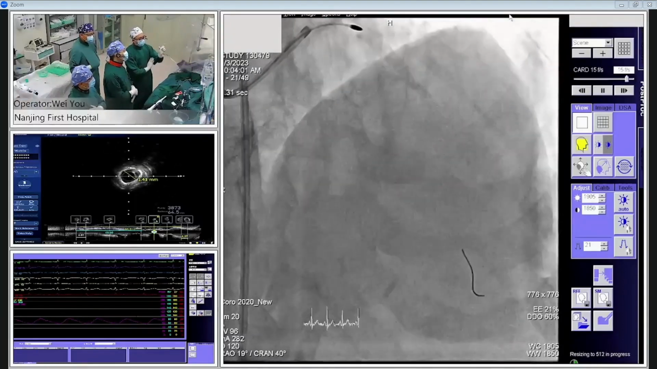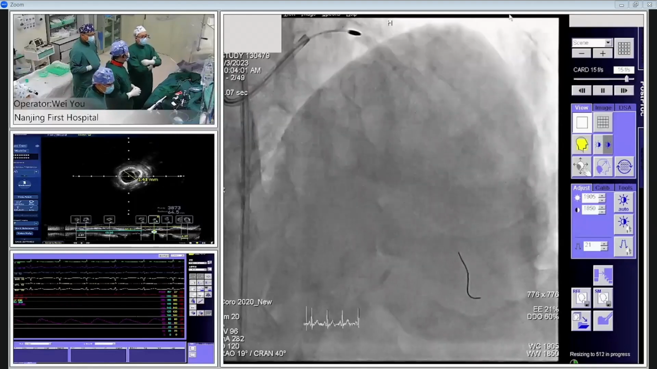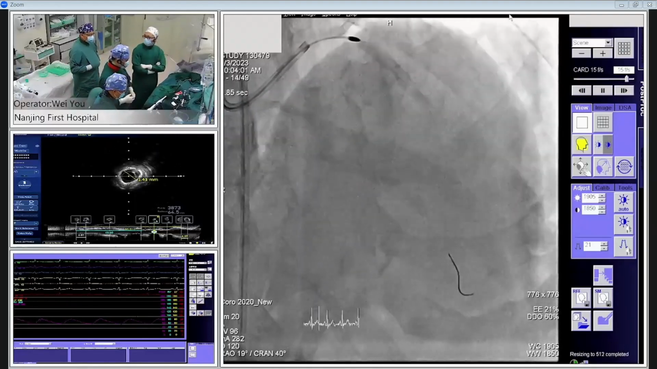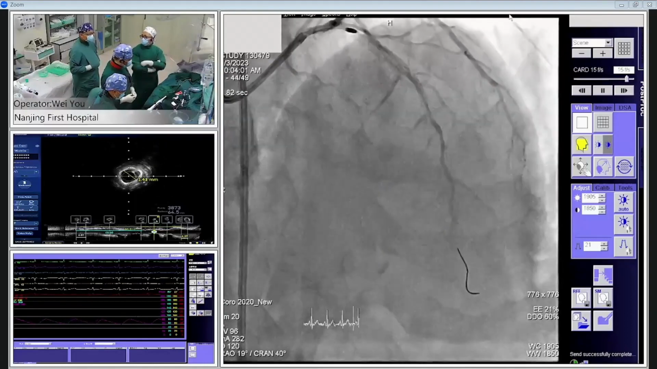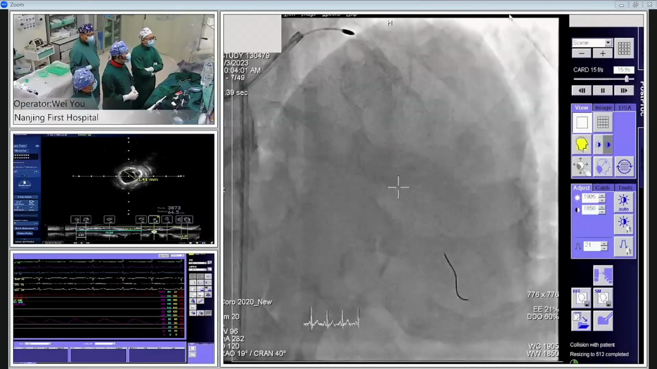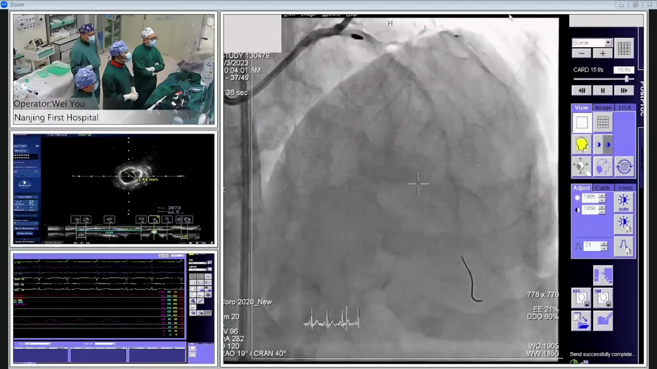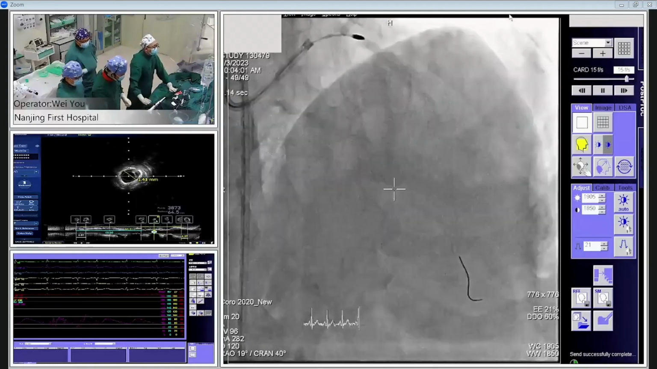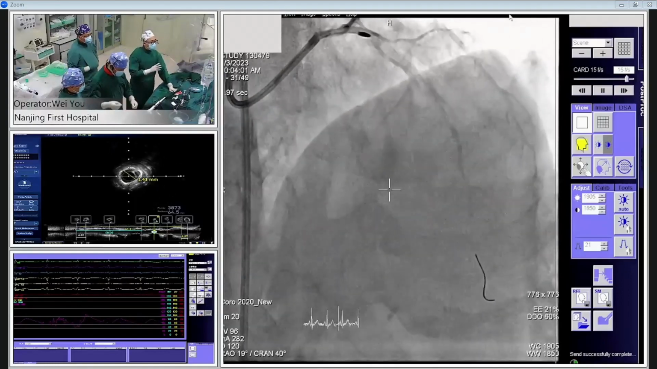So I just want to check IVUS to see whether we have wire bias. If the wire is biased to the normal vessel wall, maybe we should stop burr size escalation. Okay. Maybe IVL will be safe. So I think now we can pull out the burr. Maybe so Chip, can we use the low speed polish?